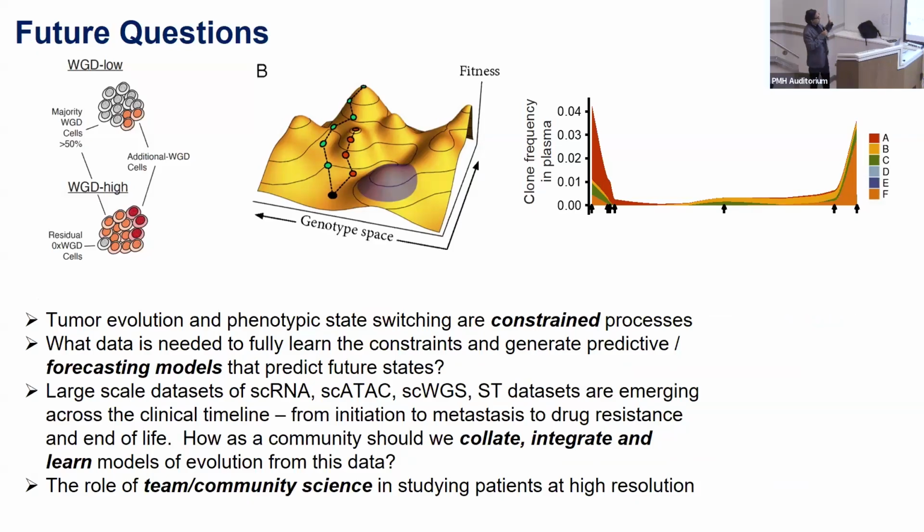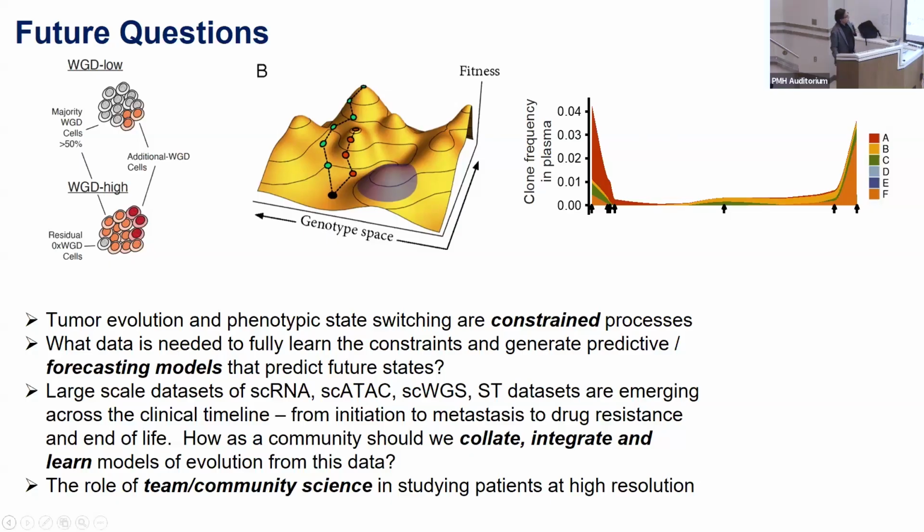So I want to get to something a little bit more philosophical now. I think that tumor evolution and phenotypic state switching are bound to be constrained processes. So there aren't infinite conformations that a tumor cell can take in order to survive or withstand chemotherapy. And so is that a knowable space? Is it a countable space? I believe that we can try to get there. And if we could get there, can we use large-scale AI systems to help us understand what that space is or how that space might be perturbed by a particular drug?